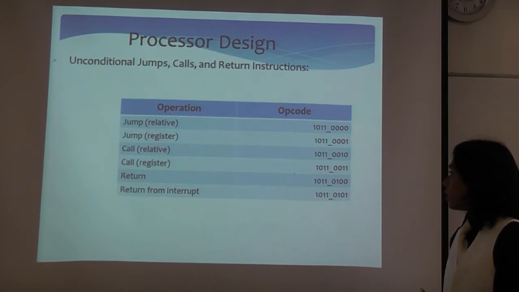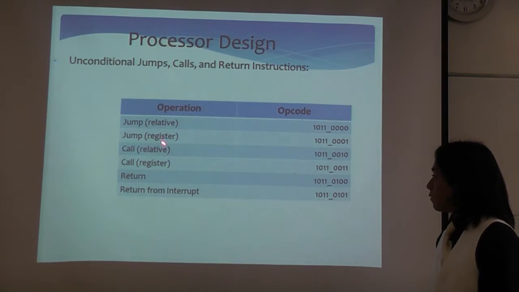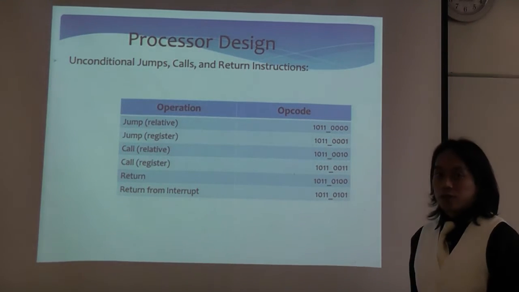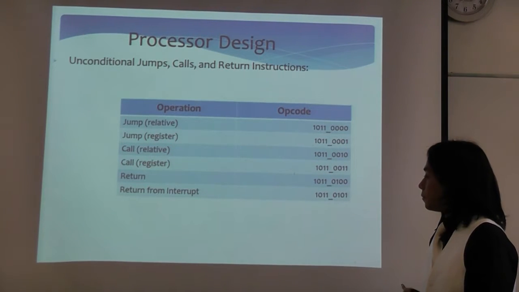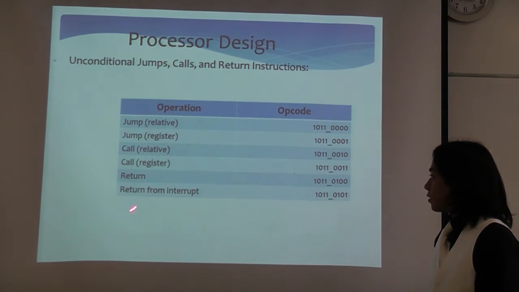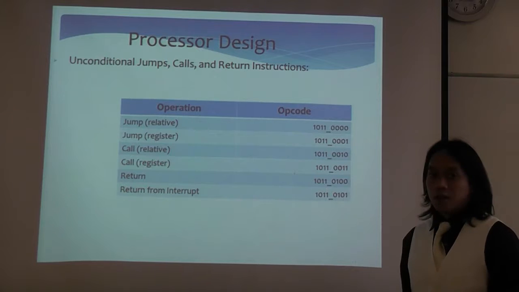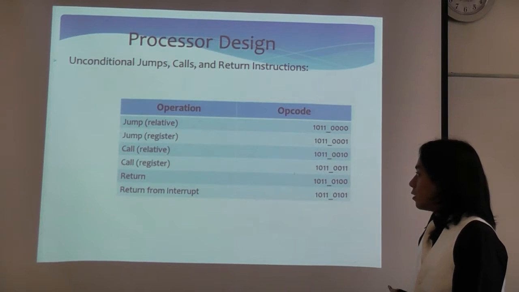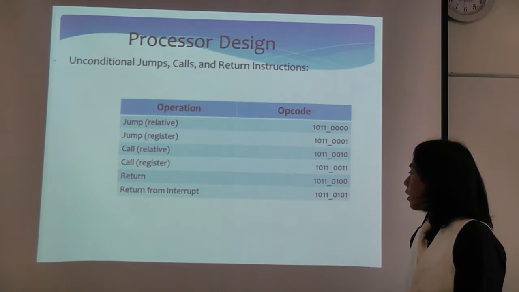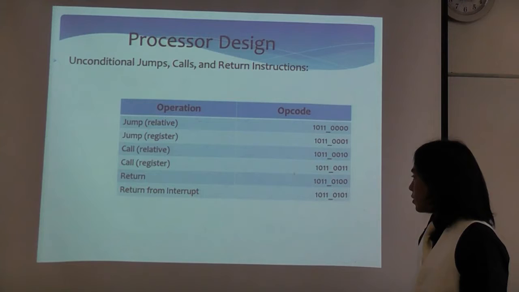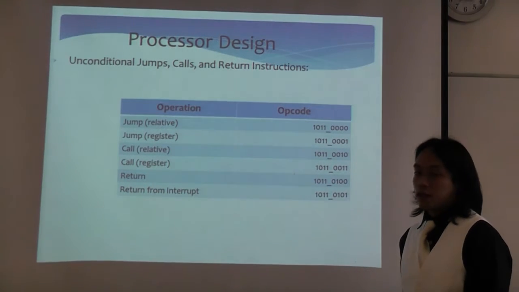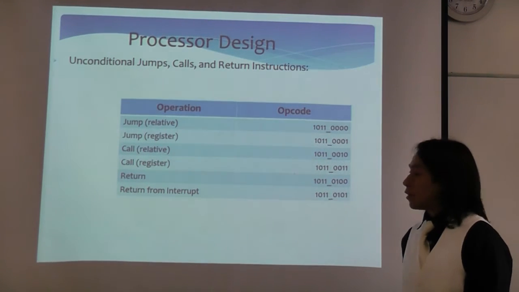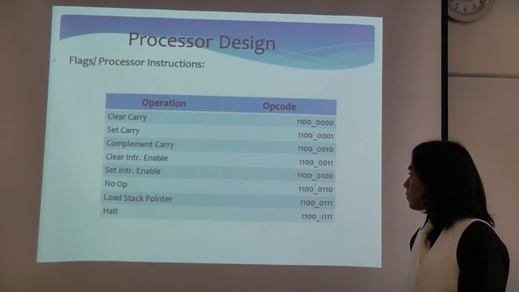Alright, and then here are the unconditional jumps. Jump relative just uses the 24-bit signed displacement, and the register jumps use the source 1 register, where the instruction pointer is altered using the source 1. And also the return and return from interrupt commands, which return the program back to the main function.